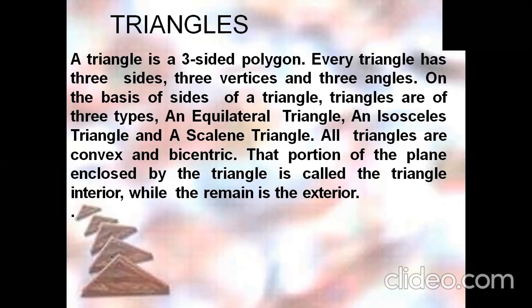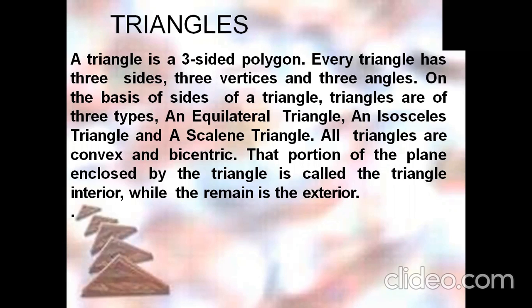The very first thing is the sides. The line segments that make a triangle are called its sides. If we are making a triangle and naming it A, B and C, then the three sides of the triangle are AB, BC and CA.